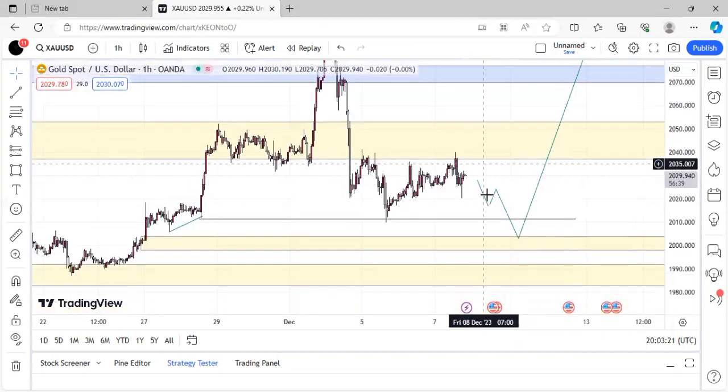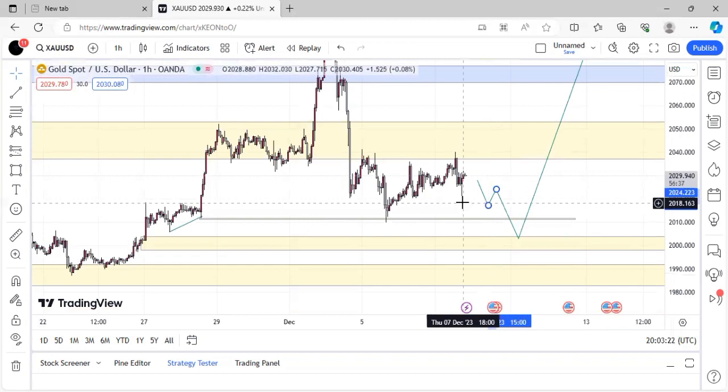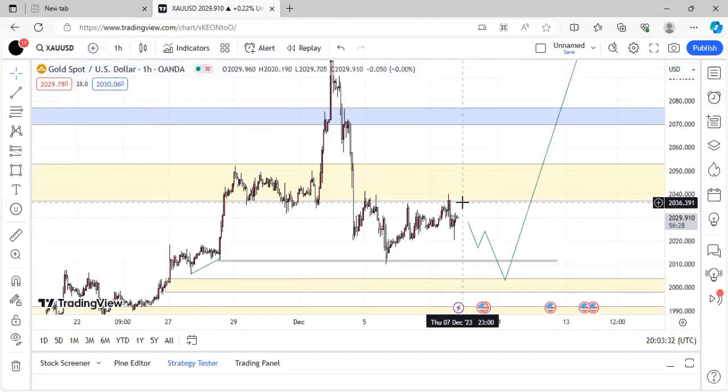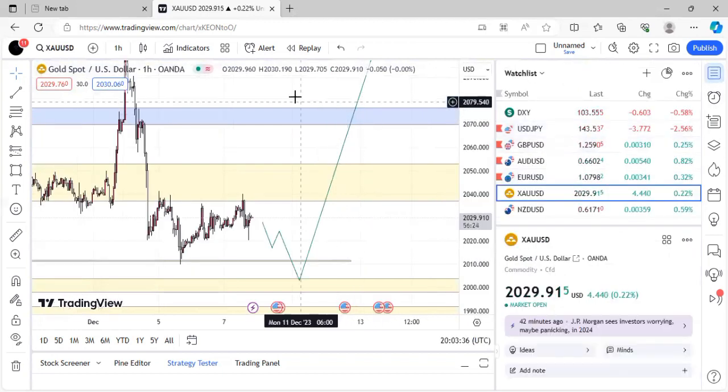So we want to see an internal structure from the lower time frame, right? Maybe preferably from the 15 minutes, before we can go long on the trade.